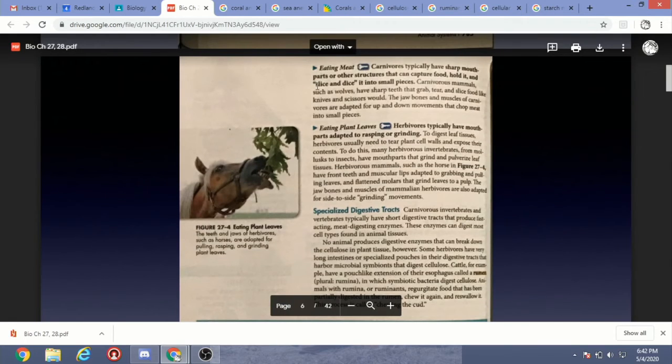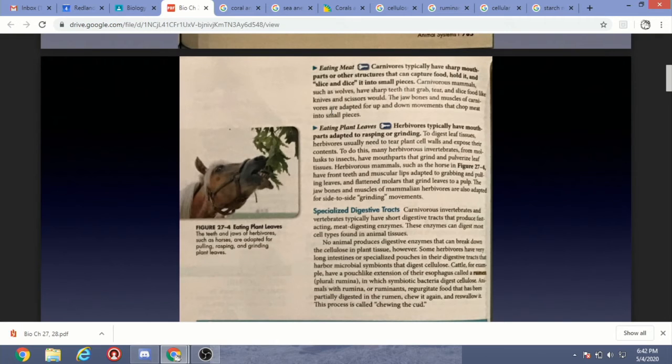For eating meat again, you're going to want sharp mouth parts that slice and dice into small pieces, because meat is tough. And as far as the rest of the digestive system goes, you're usually going to have short digestive tracts that allow the meat to pass through pretty quickly. You don't want it hanging around in your gut for too long. You have chemicals that'll break it down pretty quick, and you'll be good.